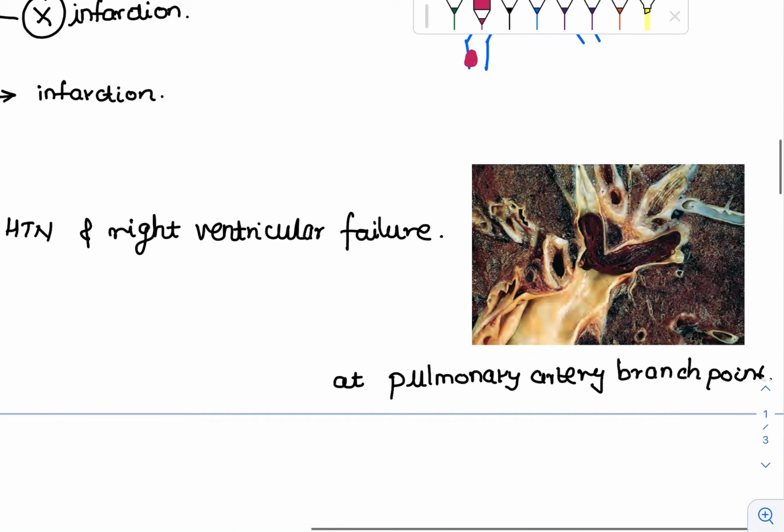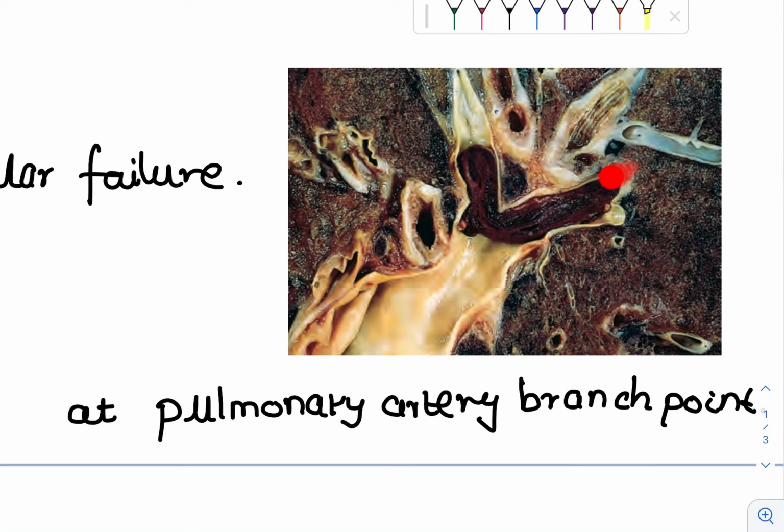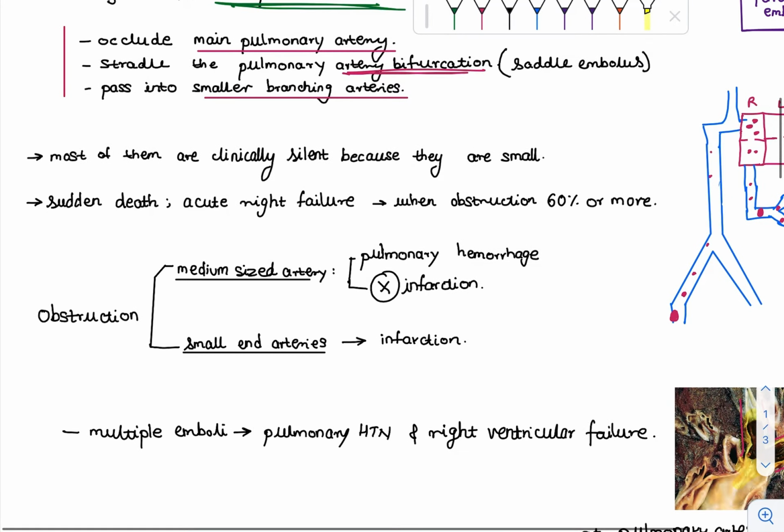Here we have a diagram showing a thrombus which has occluded the pulmonary artery at its branching point. This is the branching of the pulmonary artery, and this is the thrombus, which I have highlighted. And now some facts about pulmonary embolism.